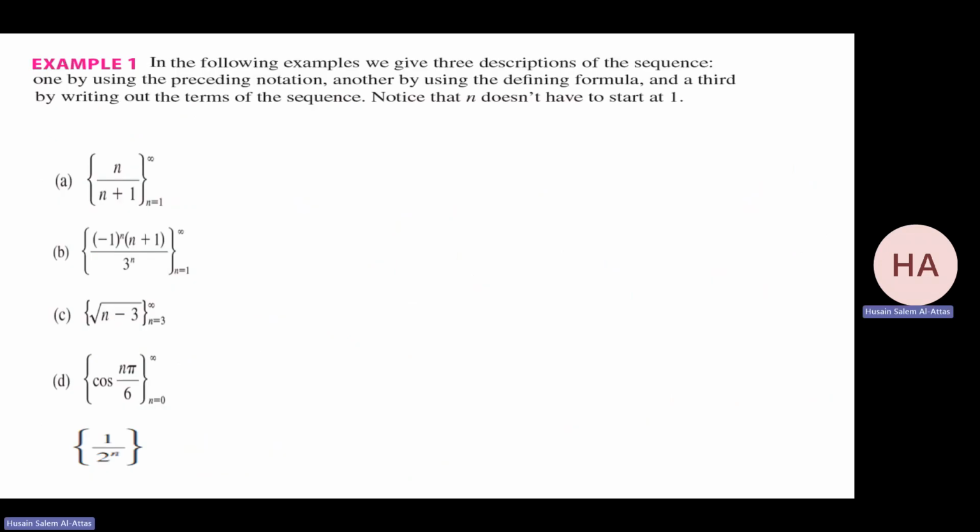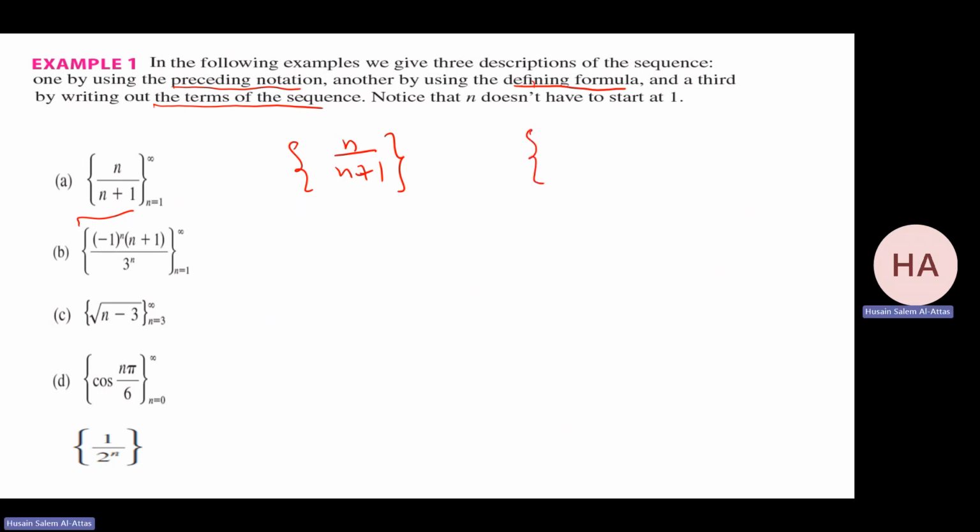Okay, usually we describe the sequence in 3 ways. Either by a recursive relation, this one, or by using the defining formula, the formula itself, like in this case, n over n plus 1. That will be my formula. And third, by writing out the terms.